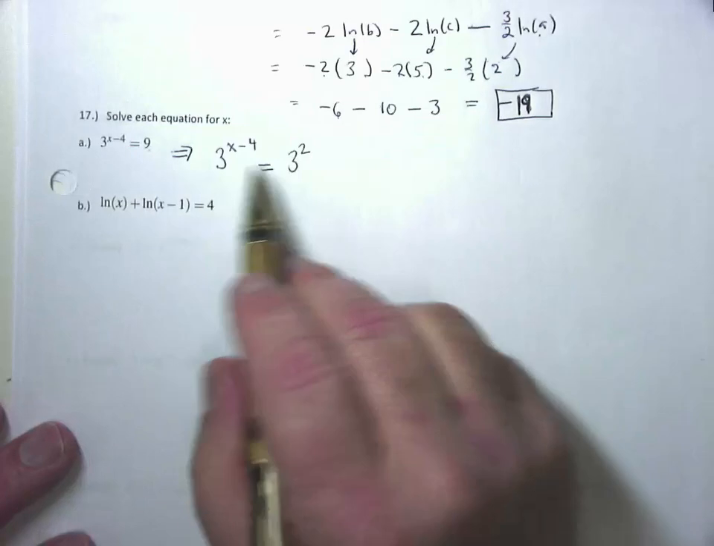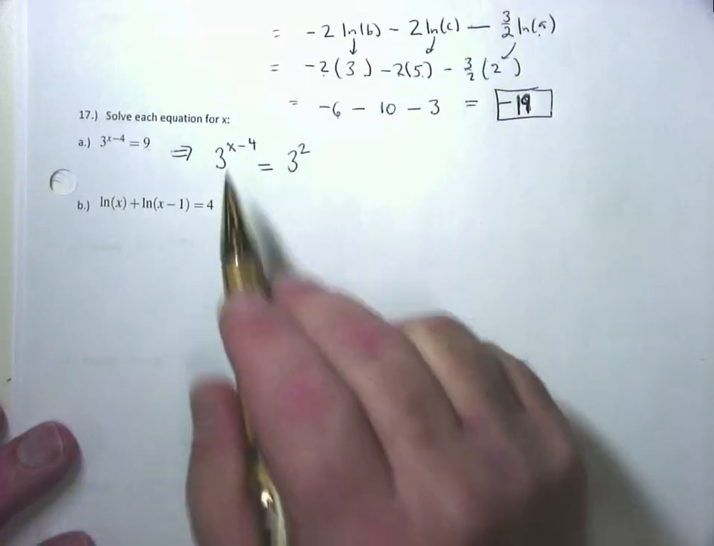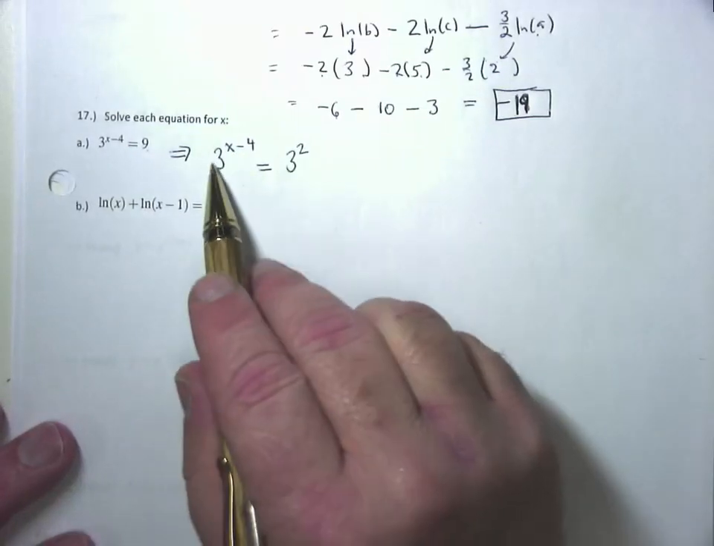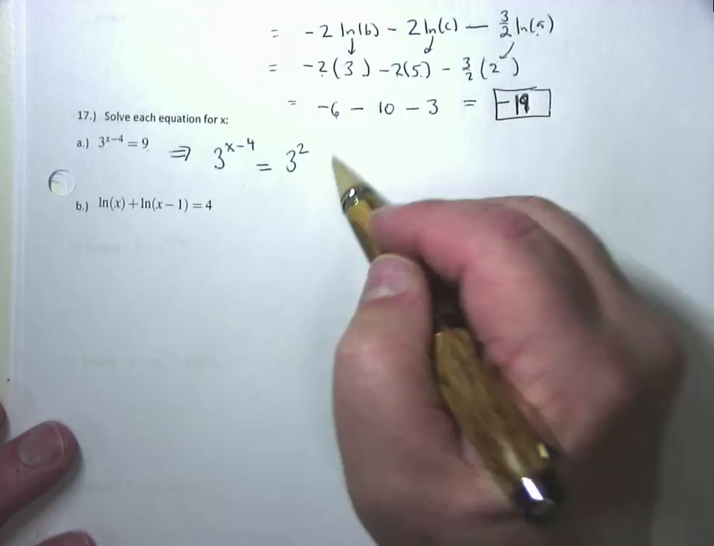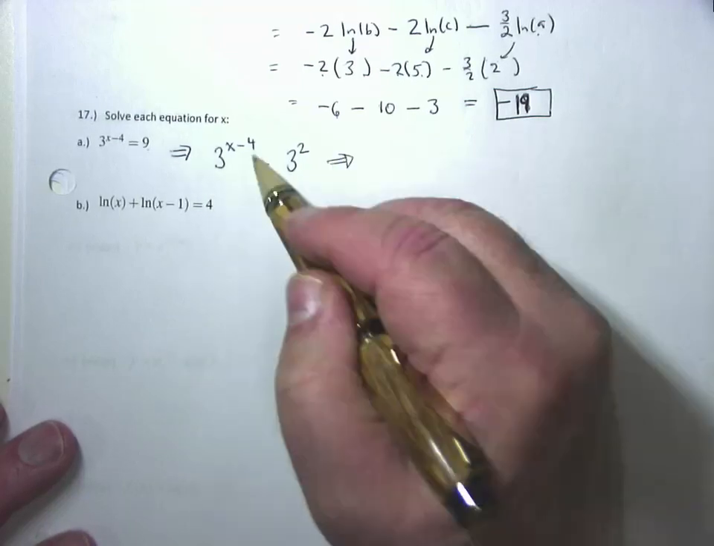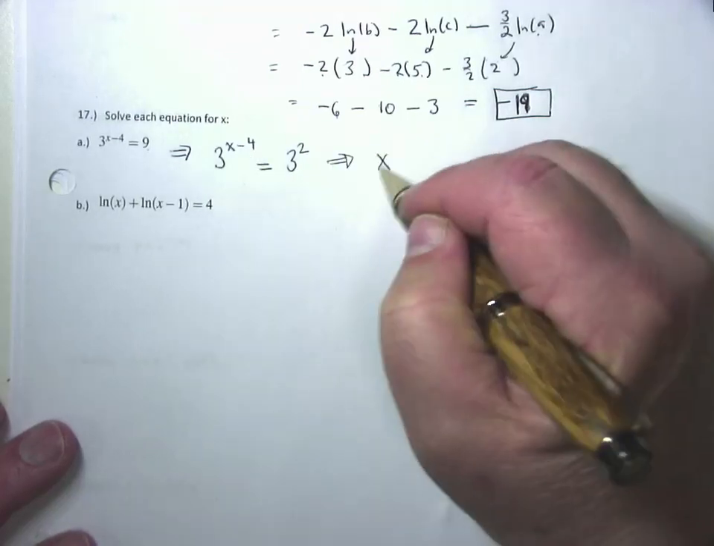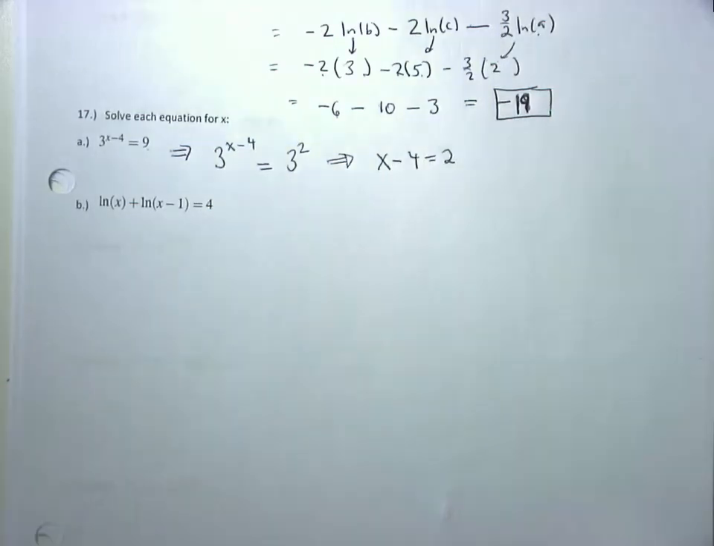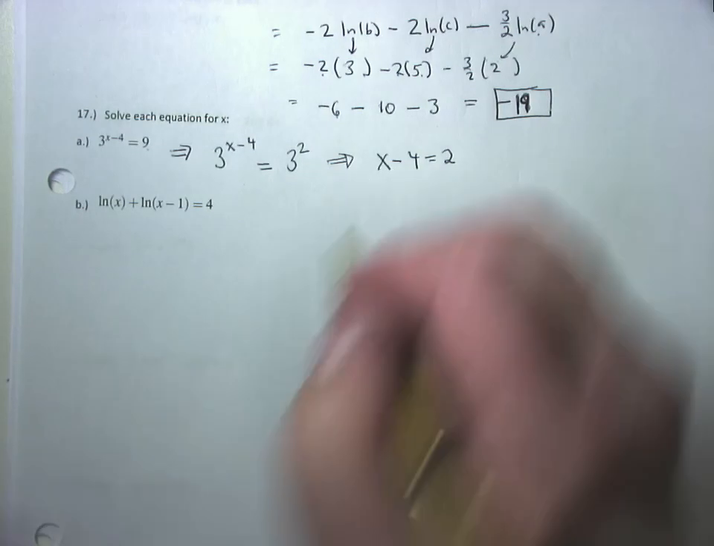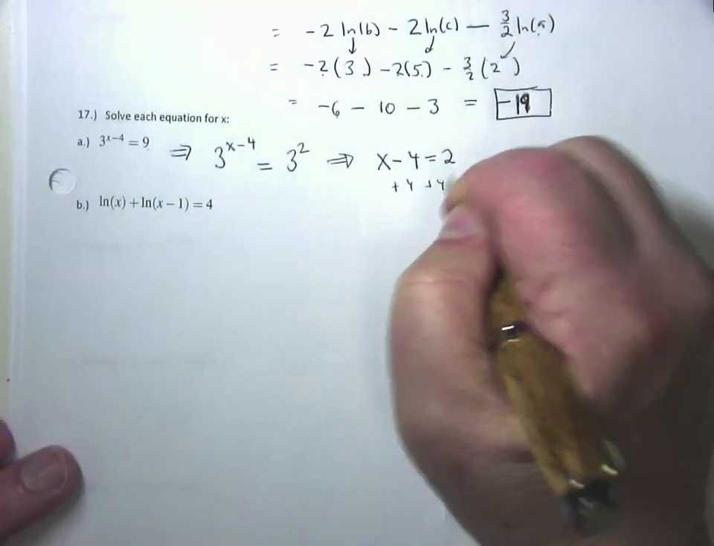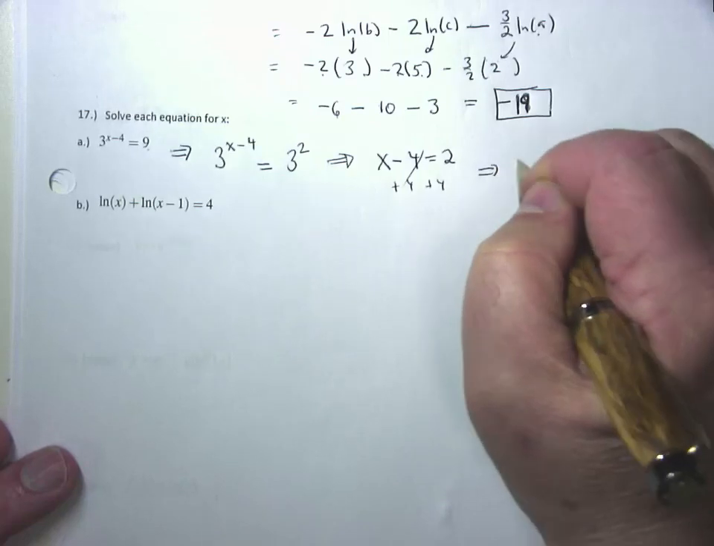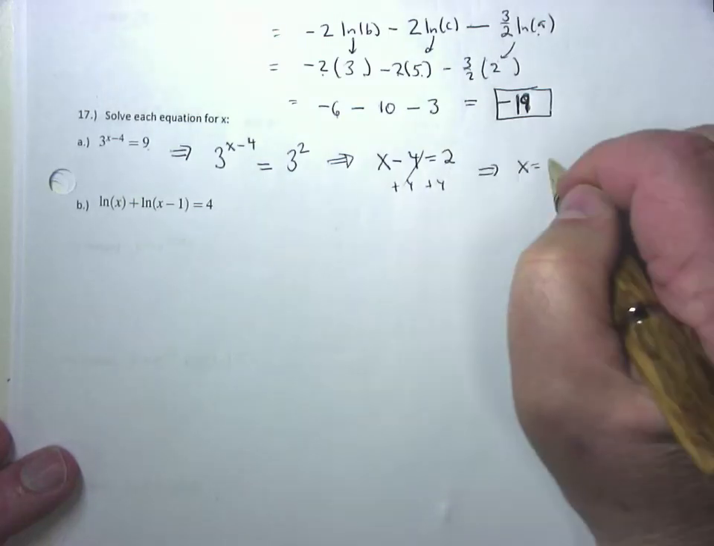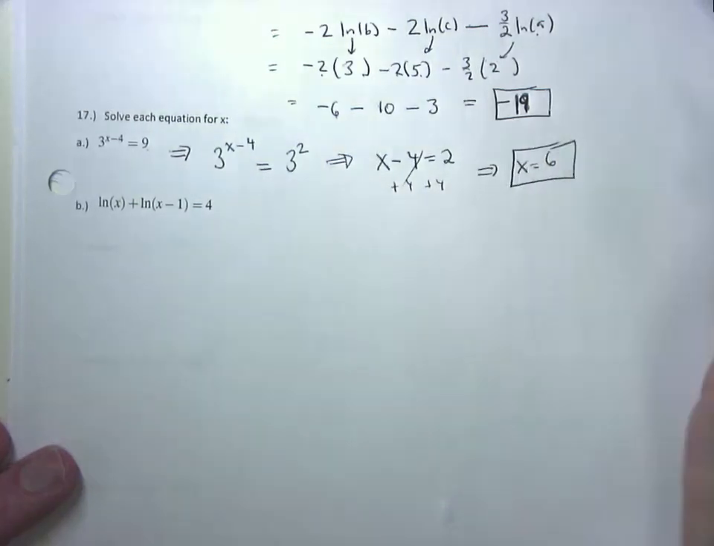And here comes the rule. When you have an exponential equation with variables in the exponent, if you can write the bases to be equal to each other, that automatically implies that the powers have to be equal to each other. X minus 4 has got to be equal to 2. Now you can solve for x. Add 4 to both sides, and I end up getting x equal to 2 plus 4, which is 6. Does that make sense?